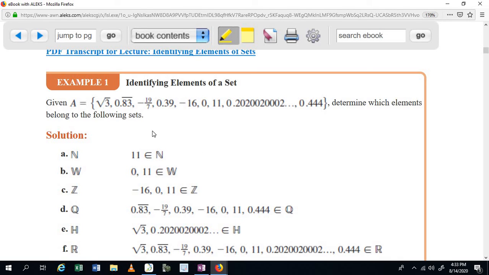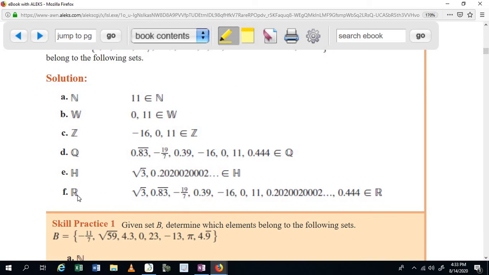So the two numbers here that are irrational are the square root of 3 and this number here. All the other ones are rational. And that leads us to the next one. Which ones are irrational? The square root of 3 and this decimal here. Those are elements of the irrationals.